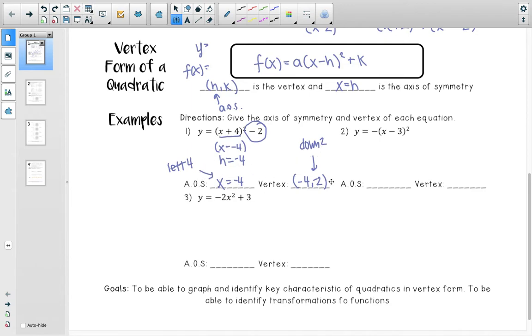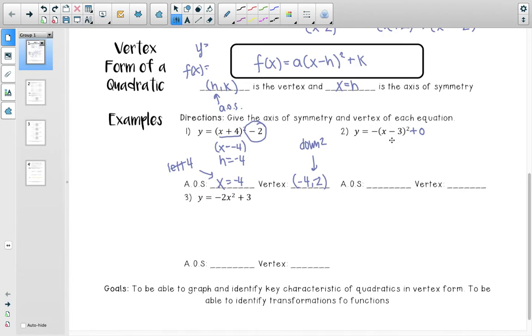So keep this in mind because we're going to be talking about transformations in the next video, but I'm just trying to lead up to it. Okay, so let's look at number 2. If there's nothing added or subtracted to it, think of it like +0. Okay, there's nothing there. You don't ever really write that because it's not correct, but think of it that way for the vertex. Okay, so we have x minus 3.